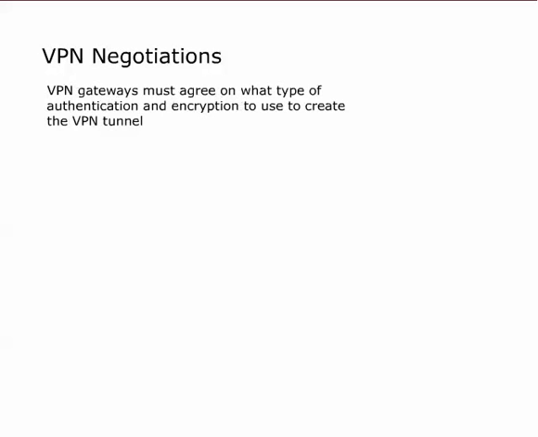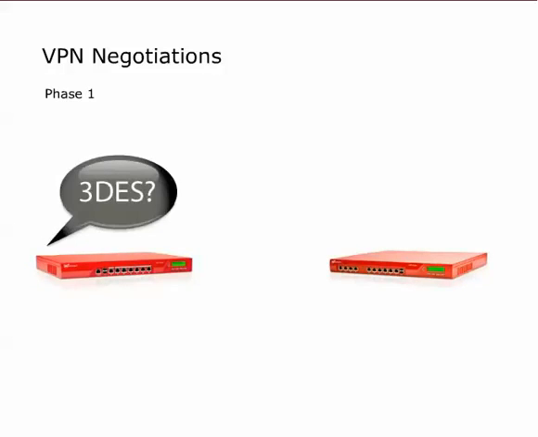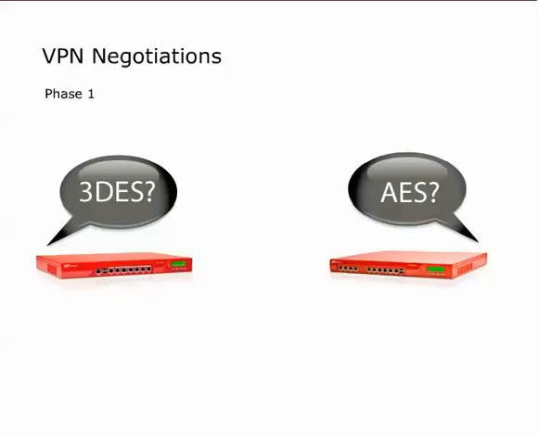When two IPsec VPN gateways want to make a VPN between them, they exchange a series of messages about encryption and authentication, and they try to agree on many different parameters. This process is known as VPN negotiations. VPN negotiations happen in two distinct phases, Phase 1 and Phase 2. During Phase 1, the two IPsec gateways exchange authentication credentials. If one device doesn't accept the credentials of the other device, Phase 1 negotiations fail.